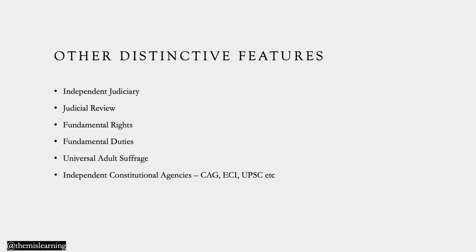Now, there are certain other distinctive features as well, like independent judiciary, judicial review, fundamental rights, fundamental duties, universal adult suffrage, and independent constitutional agencies like CAG, which is the Comptroller and Auditor General, ECI, which is the Election Commission of India, and UPSC, which is the Union Public Service Commission. So, all of these things together form the distinctive features of the Indian Constitution.